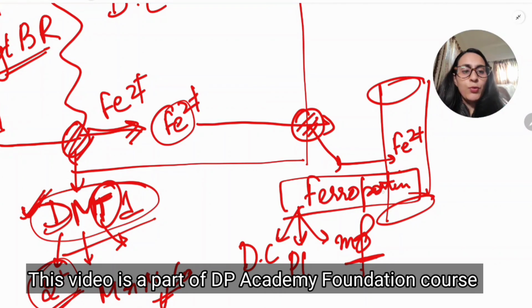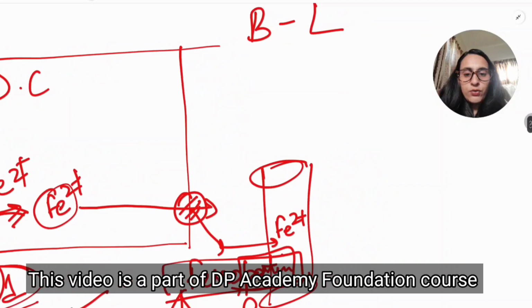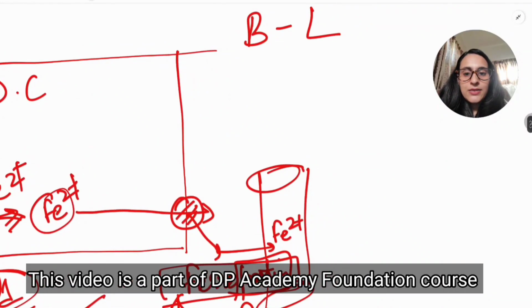So this ferroportin, it is going to port the iron. It will port the iron from the duodenal cell to the blood vessel. So whenever iron is required inside the body, ferroportin is the one that is going to give. So here transferrin binds with a molecule of Fe3+.